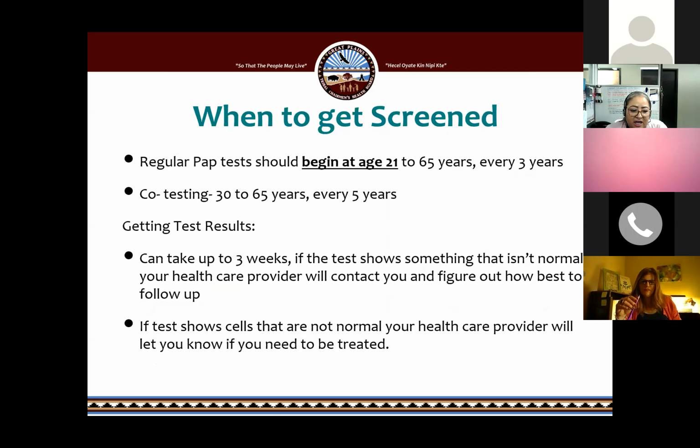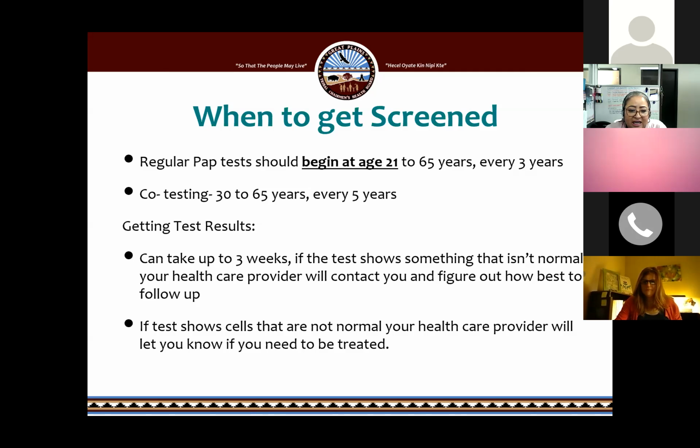So women under the age of 21 should not be screened for cervical cancer, regardless of the age of sexual initiation or other risk factors. Their regular Pap test should begin at age 21 to 65, and they should have them every 3 years. Co-testing, which is the HPV and the cervical cancer screening, should be done for women ages 30 to 65, and that should be done every 5 years.